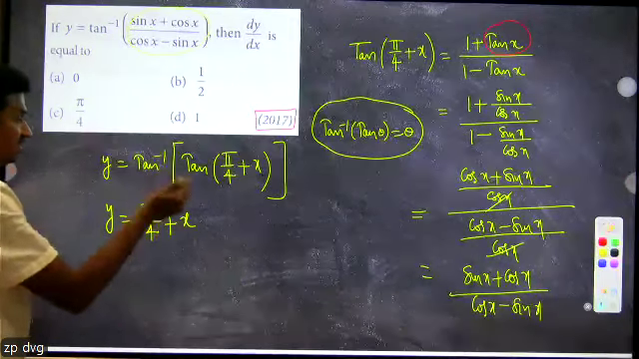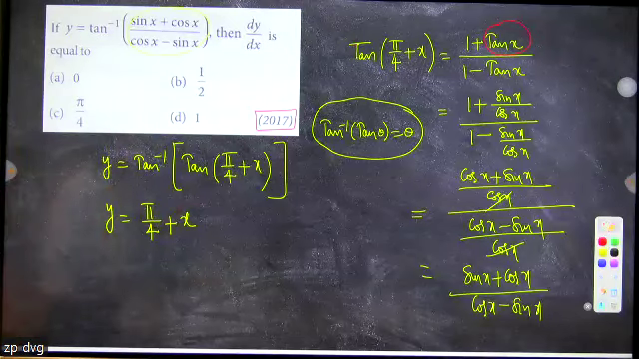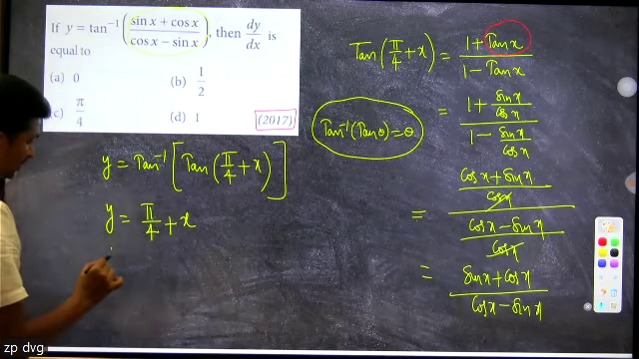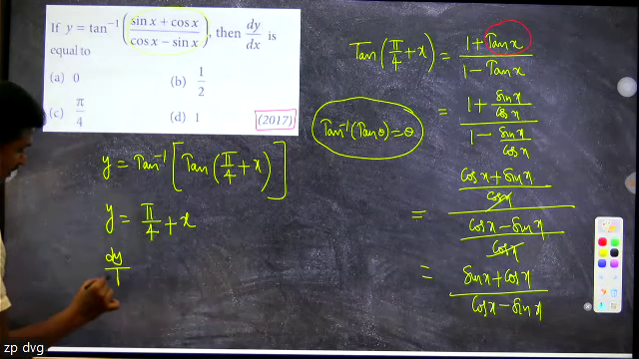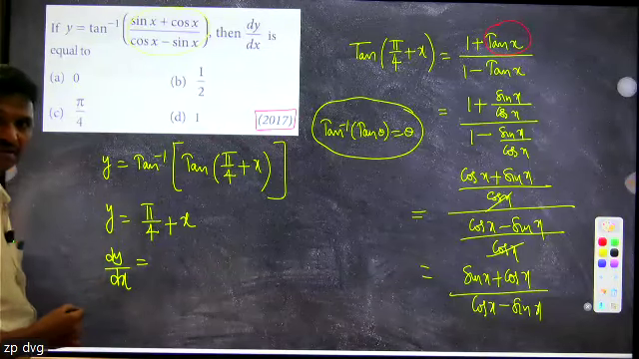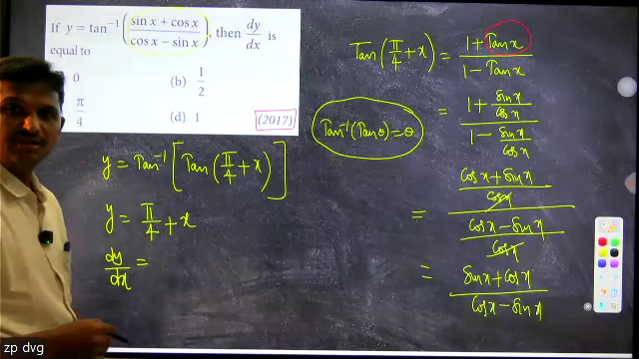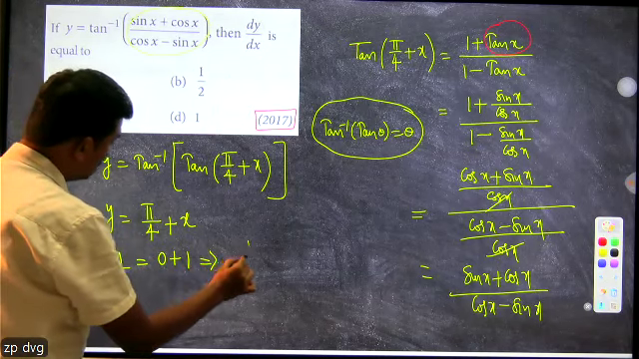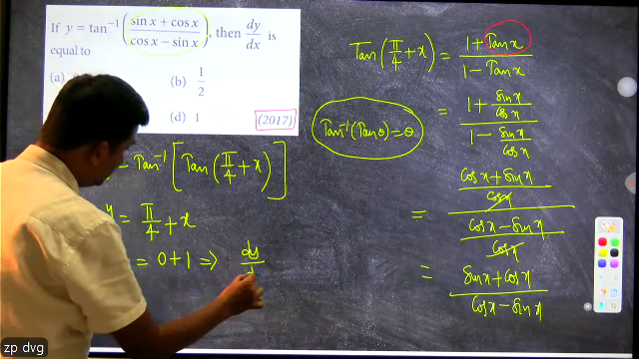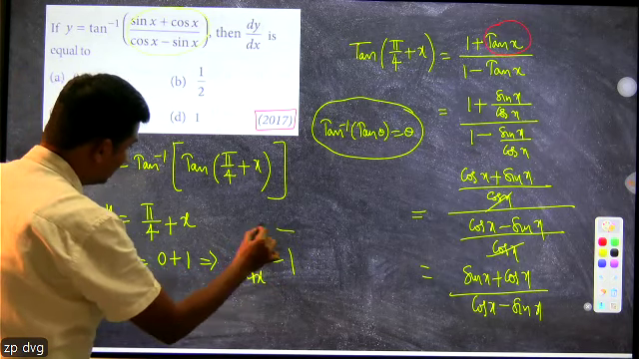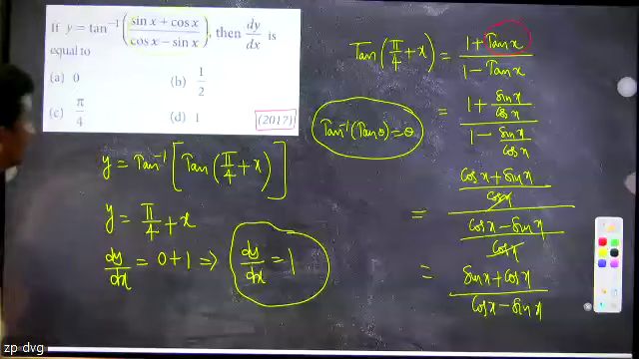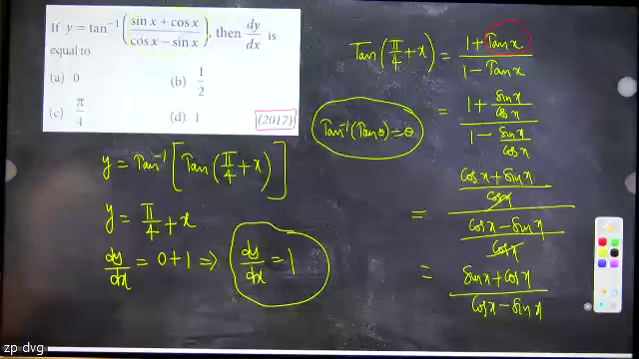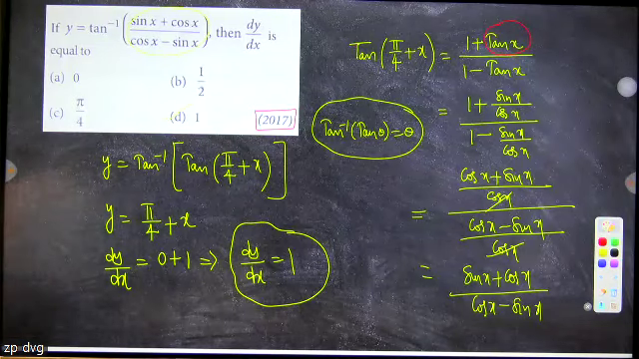See, actually, I just simplified the given function, not yet done any differentiation. Look here, dy by dx. Now you differentiate both sides. Derivative of y with respect to x is dy by dx. Pi by 4 is constant. Derivative of constant is 0. Plus derivative of x is 1. So dy by dx equal to 1, right? So what they are asking, dy by dx. So what is the right option? Fourth option is the correct option for this problem, right?